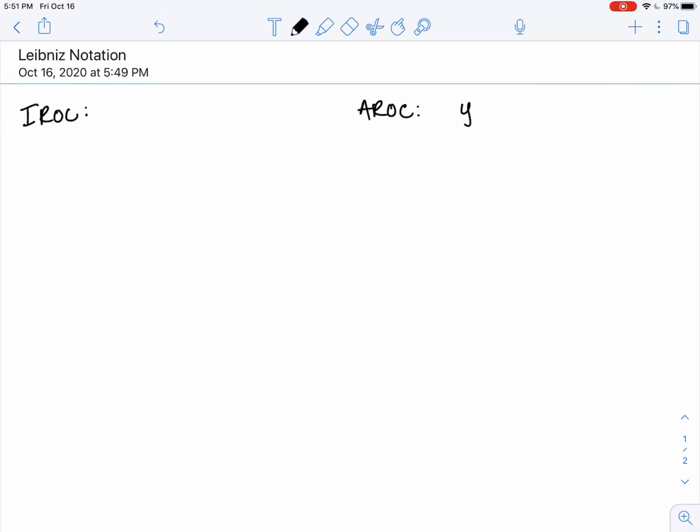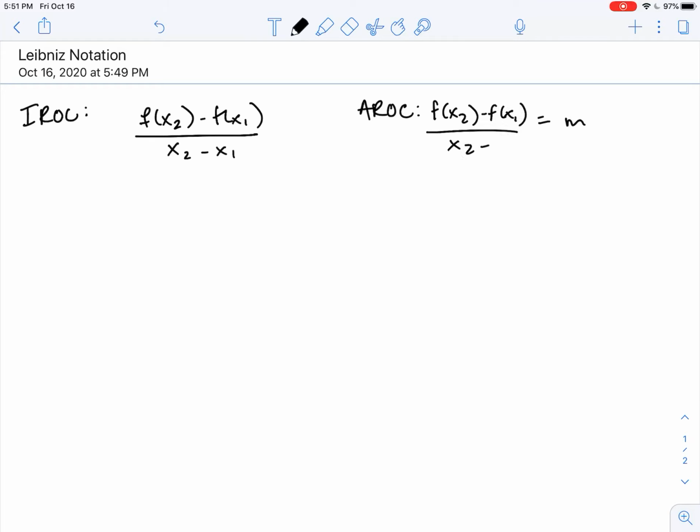AROC is y2 minus y1 over x2 minus x1, and that's our m, right? That's our AROC. It's an average rate of change. You're just looking for the slope. IROC is slope as well. We usually call it in function notation f of x2 minus f of x1 over x2 minus x1. In case this bothers you, I can easily change AROC so it's also in function notation, just so you can see that they're the same.